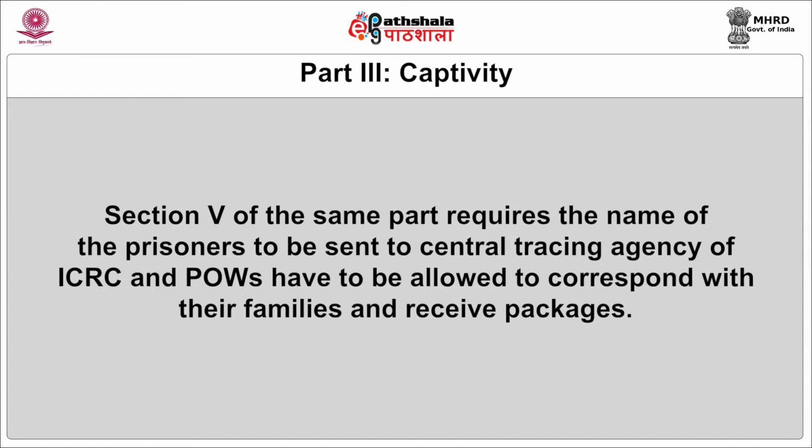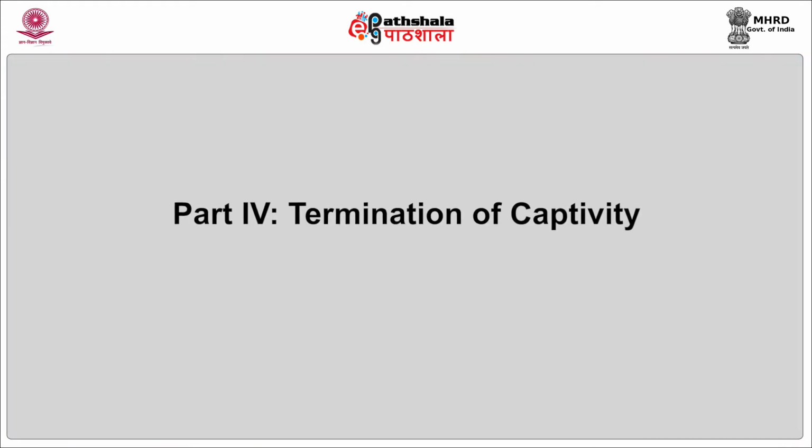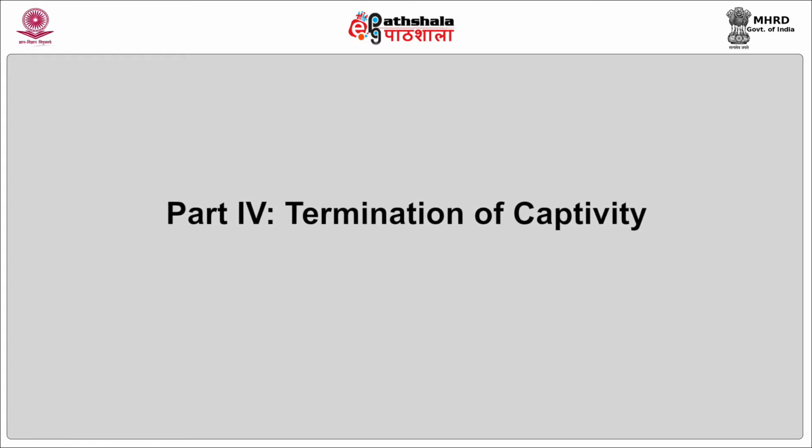Section 5 of the same part requires the names of the prisoners to be sent to the Central Tracing Agency of the ICRC, and POWs have to be allowed to correspond with their families and receive packages. On other occasions, the part enumerates the judicial process that needs to be ensured for prisoners' trials. Part 4: Termination of captivity.